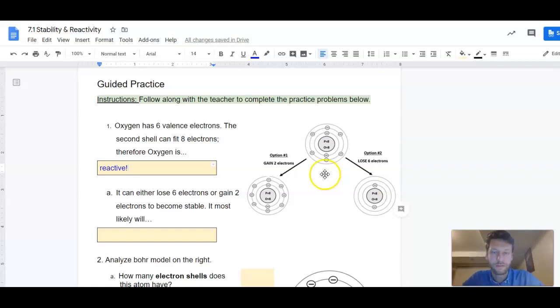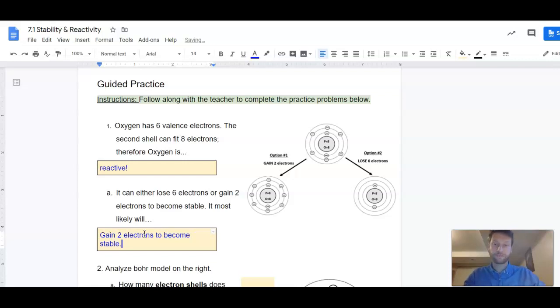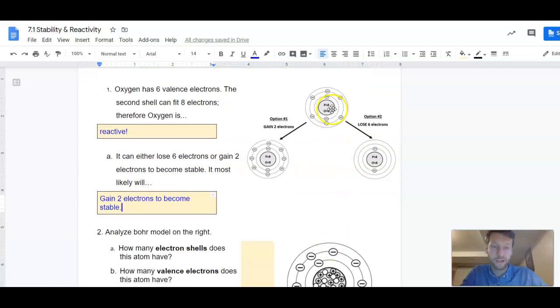However, elements and atoms almost always are going to take the easiest way out. It's easier to get 2 electrons than it is to lose 6. Just quicker. 2 electrons are fewer to deal with than 6. So it will most likely gain 2 electrons to become stable. So oxygen atoms will often be looking to gain 2 electrons in order to become stable.